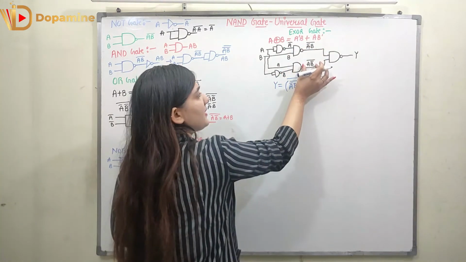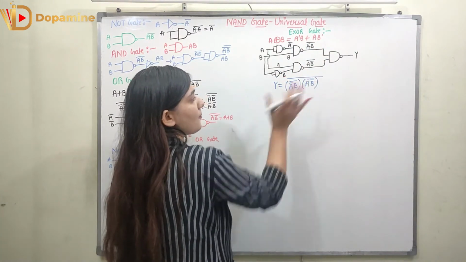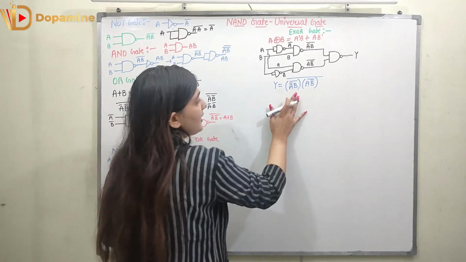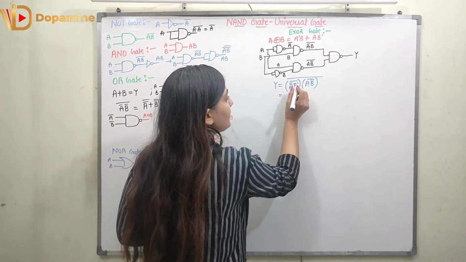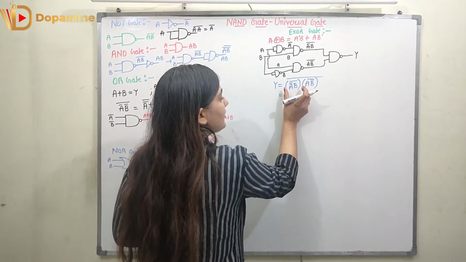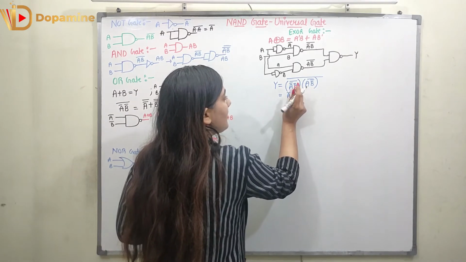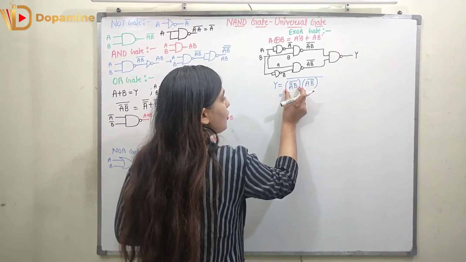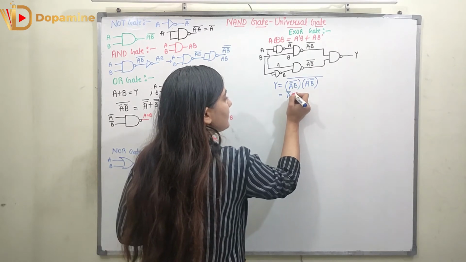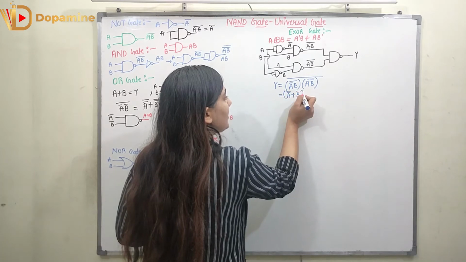So this is multiplied with this and the output is complemented. This is my Y. So let's now simplify it. Now De Morgan's theorem is applied. Here I am applying the De Morgan's theorem. So De Morgan's theorem when applied, it is A bar bar plus B bar, right?